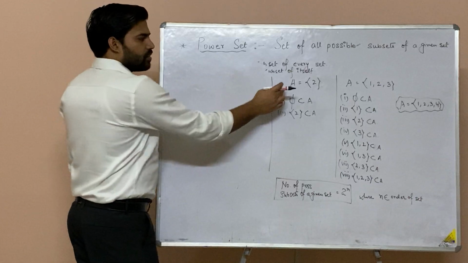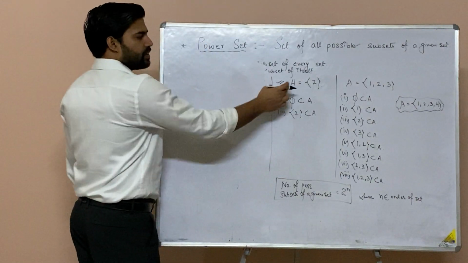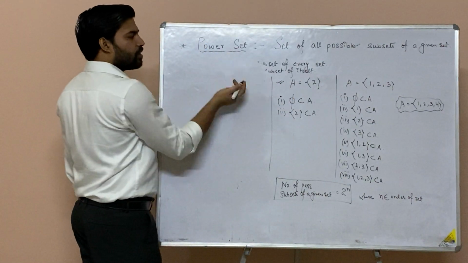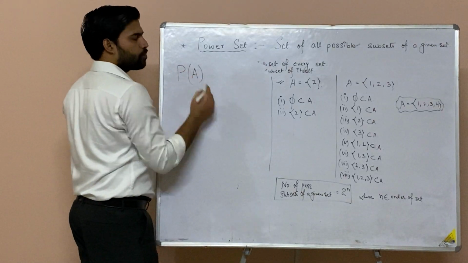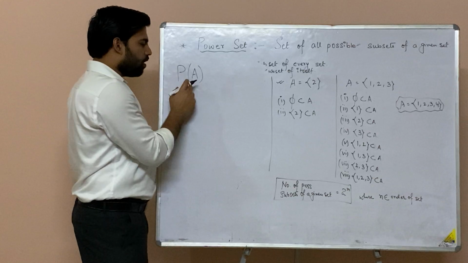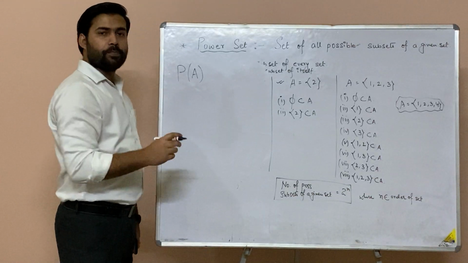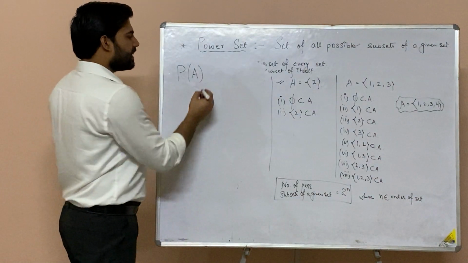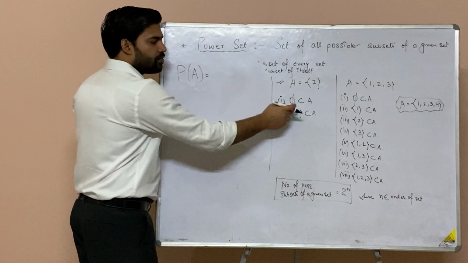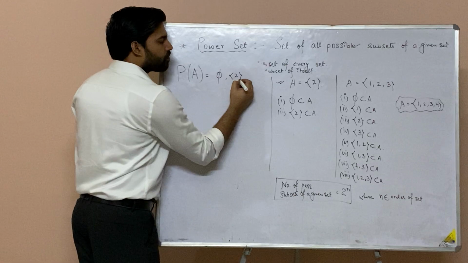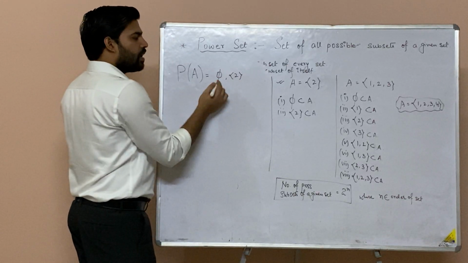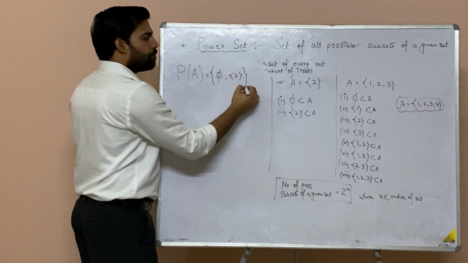So here, suppose if I am talking about this example, this is set A, then the power set of A is written as capital P within brackets A. So you will call it P of A, that is the power set of A. It is written as the possible subsets you received: the empty set and the set itself. Now these are put inside a main set.